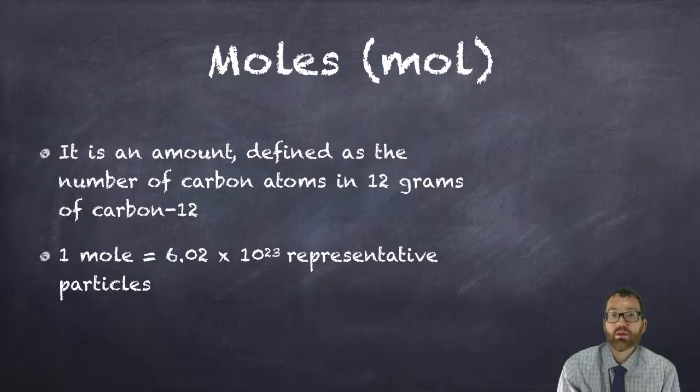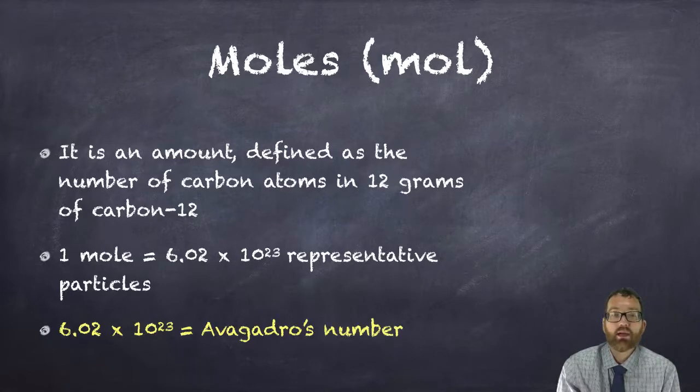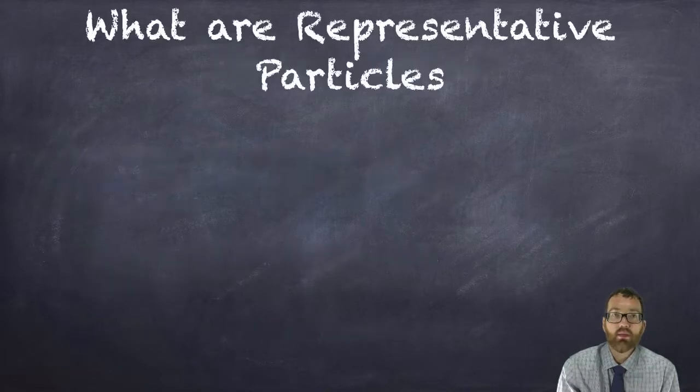A mole of particles is 6.02 times 10 to the 23 pieces or representative particles of whatever we're talking about. We could be talking about atoms, we could be talking about molecules or formula units. Now that number is a special number and you need to memorize it. It's called Avogadro's number. It's named after some guy named Avogadro who kind of laid the groundwork to figuring out this number mathematically. He didn't actually figure it out himself, but they named it after him because of all the work he did in getting to that number.